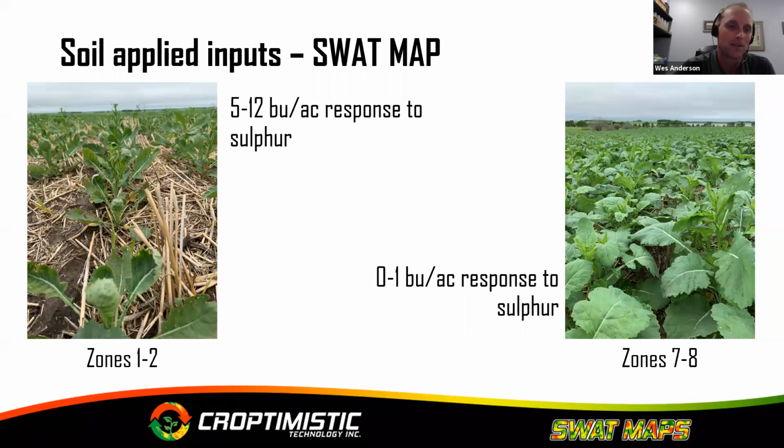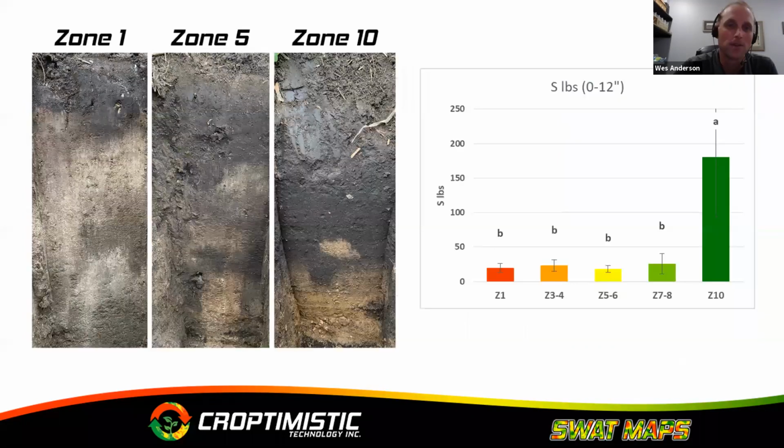But basically, in zones 1 and 2, okay, so which in this case in this field was kind of the top of the hills more or less, there was anywhere from a 5 to 12 bushel an acre response to applied sulfur. Whereas in some of those lower zones, zone 7, really 7 through 10, there was essentially no response to sulfur. And I guess the question is why?